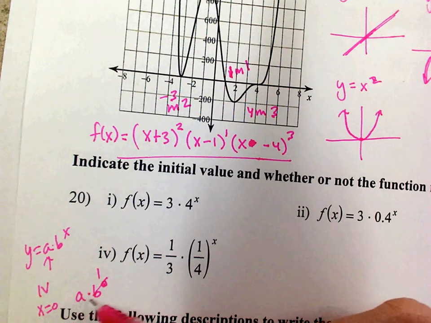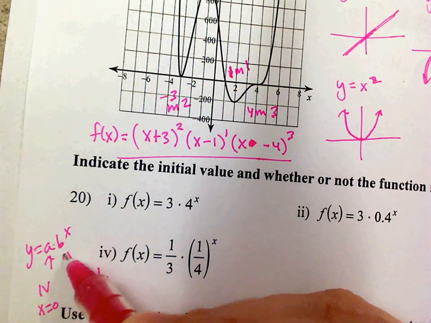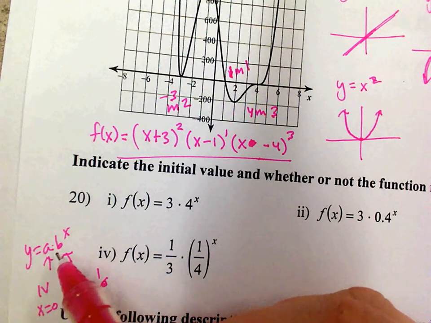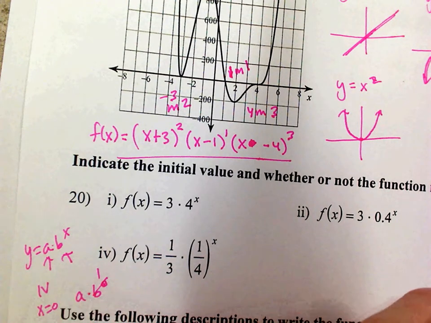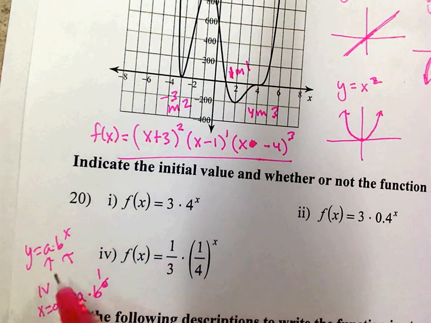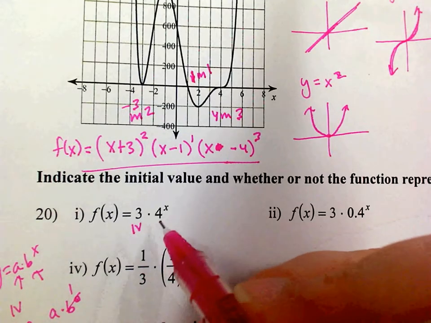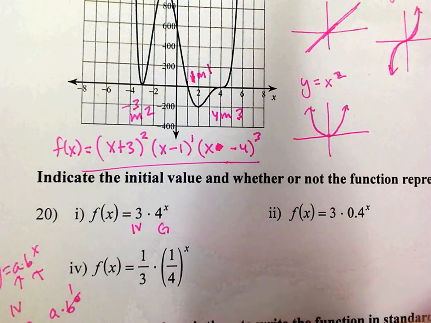This tells me whether or not we're talking about growth or decay. If this number is less than 1, or between 0 and 1, then it is decay. If it's greater than 1, then it's growth. So this right here, initial value is 3. Is it growth or decay? Well, 4 is bigger than 1, so I'm thinking growth. Initial value is 3 again, but this is smaller than 1, so I'm going to say this is decay.